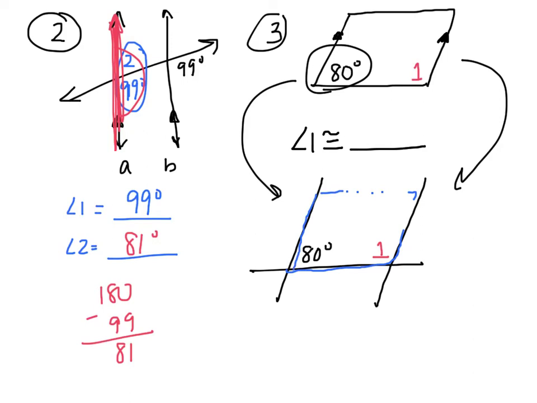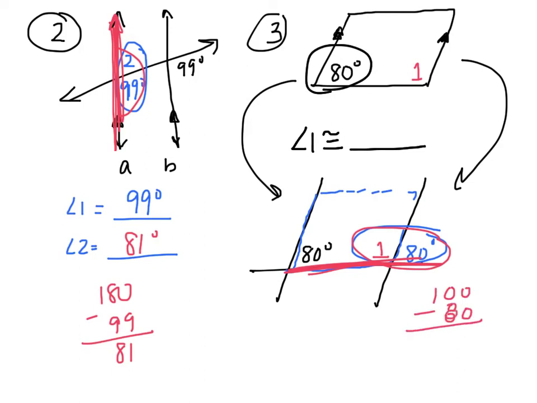Well, if this is 80 degrees right here, that means this is corresponding. So that means this one would also have to be 80 degrees. And these two together make a line. Here's your line. These two make a line, therefore they have to add up to 180. So 180 minus the 80 that we have would give me 100 degrees. So the measure of angle 1 is 100 degrees. Once again, that's because this angle right here would be 80, and these two together make a straight line. Therefore, I have to take 180 minus 80.